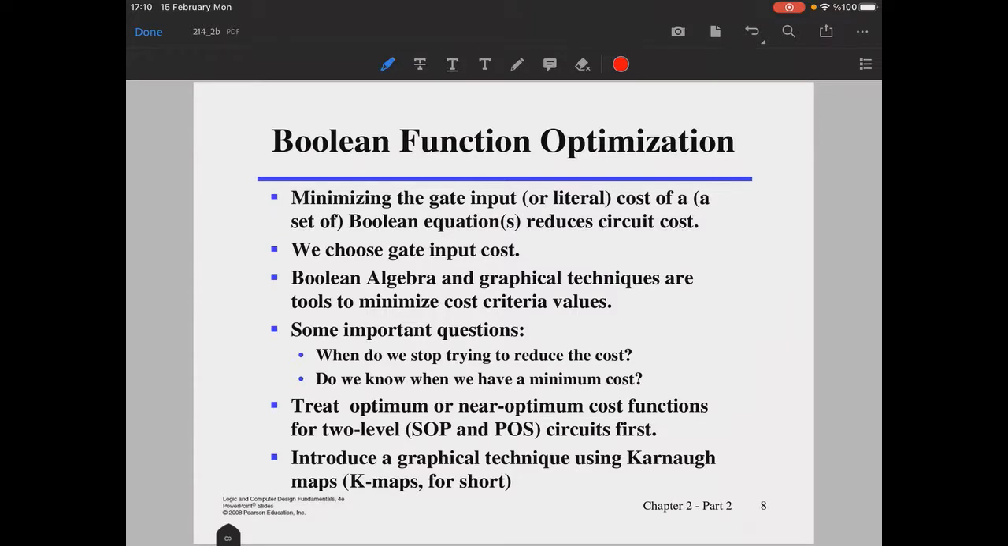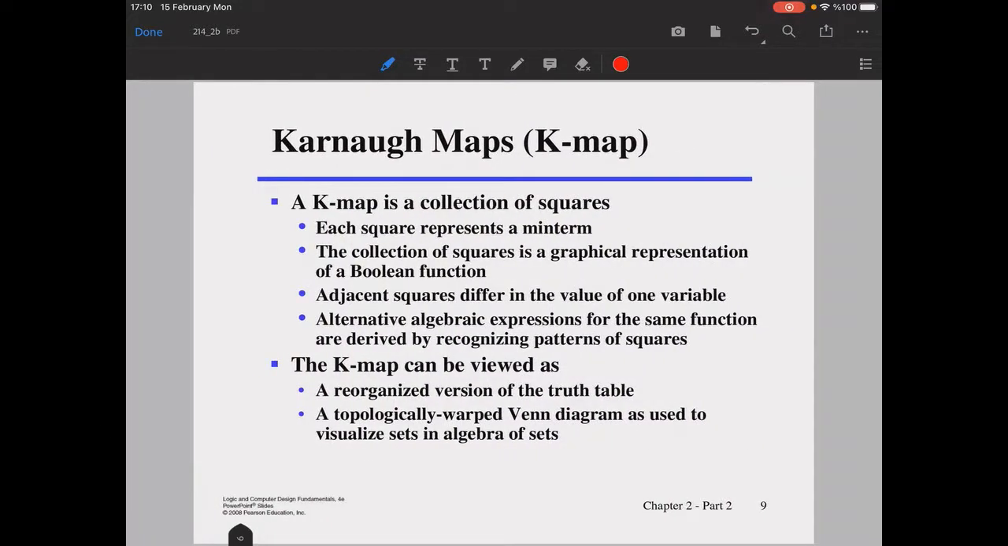For that purpose, you will rely on optimum or near optimum cost functions for two-level optimization. It means that we will rely on sum of products and product of sums forms that we discussed in the previous session. And we will also introduce a very practical graphical technique, which is called Karnaugh maps, for making two-level optimization easier. A K-map is a collection of squares where each square represents a minterm. What we're going to do here is just writing the truth table on another two-dimensional platform. That's it. And the collection of squares is a graphical representation of the Boolean function.